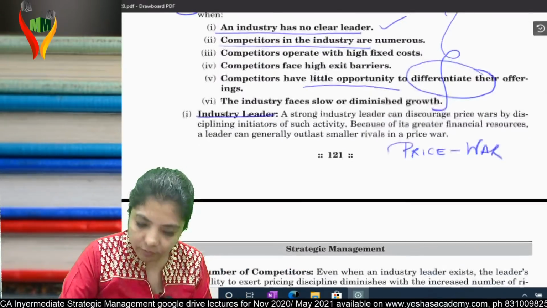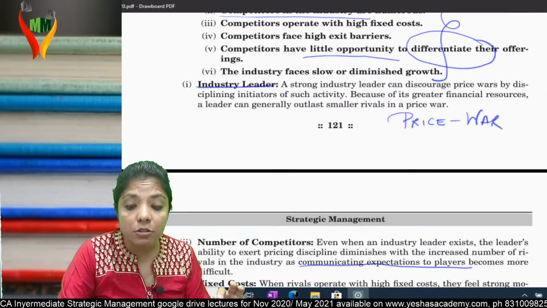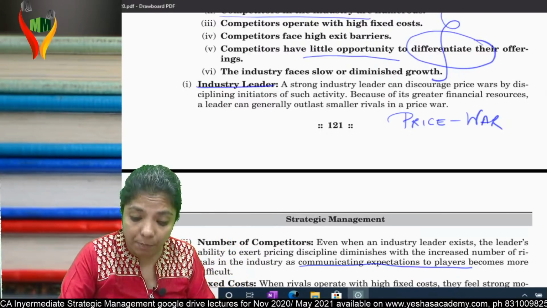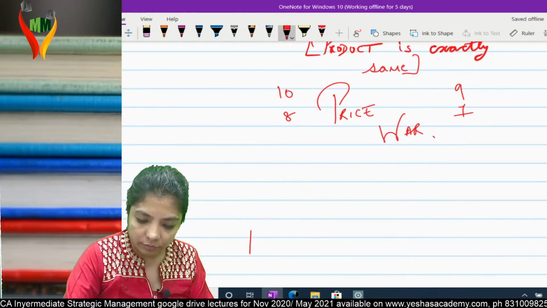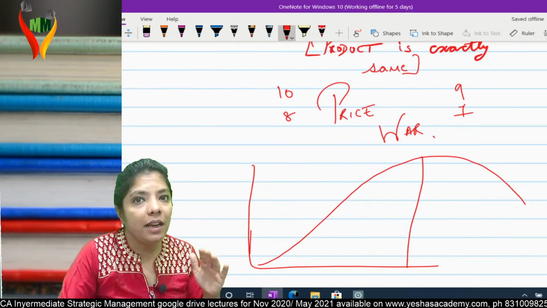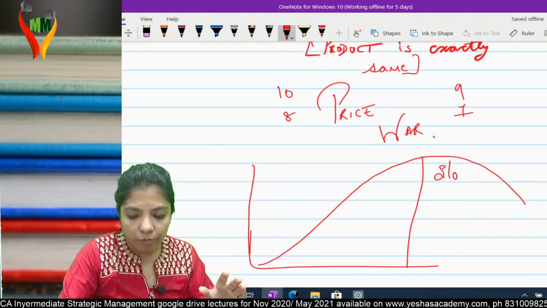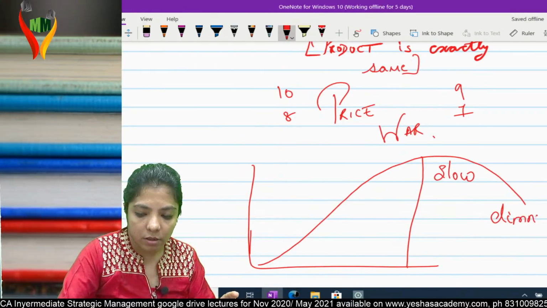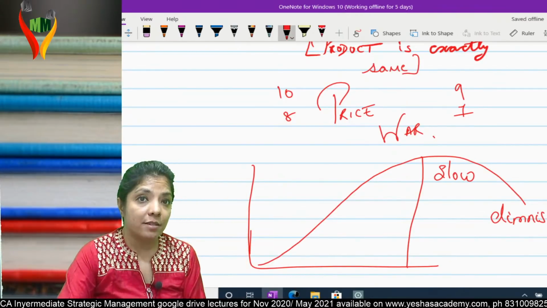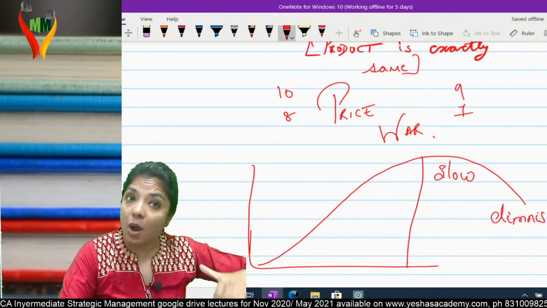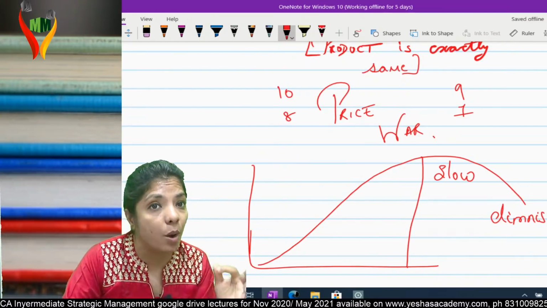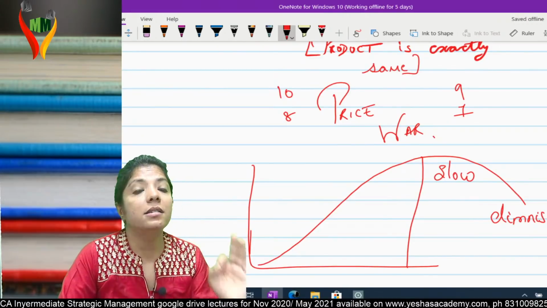And the last point: the industry faces slow or diminished growth. See, we've studied the PLC. Till then your growth is going up. Here it is slow, here it is diminished. That means I have entered the maturity phase, or the decline phase. My number of customers has started coming down. I can't afford losing a single customer.